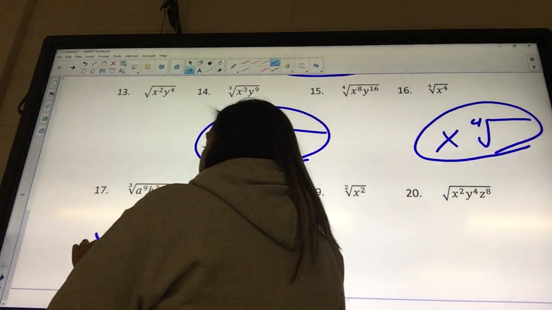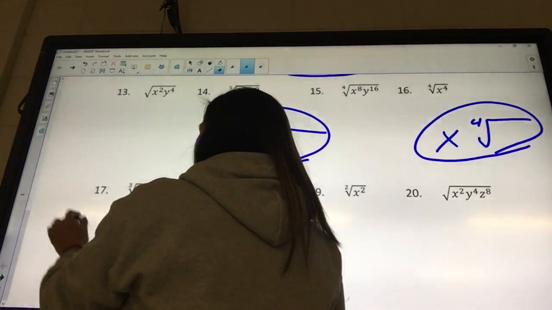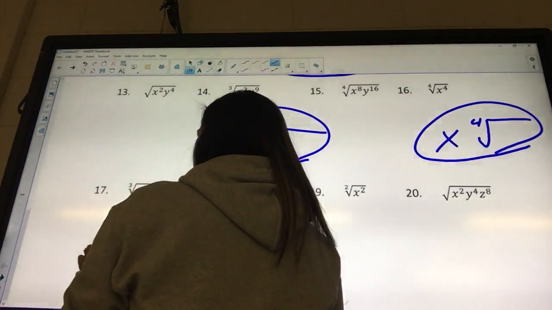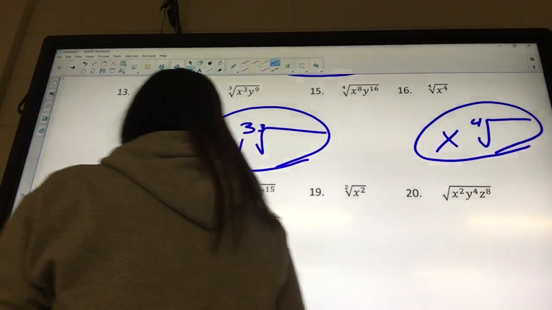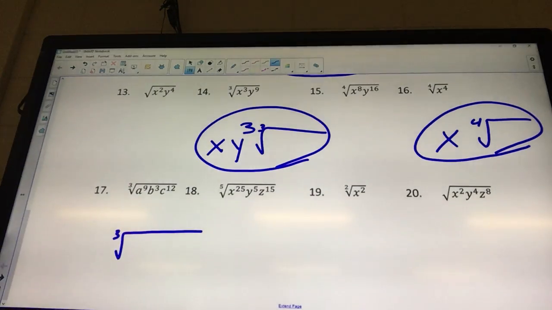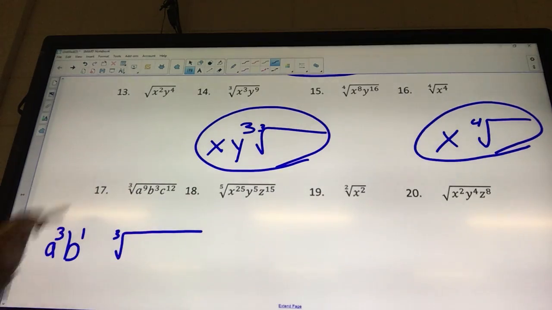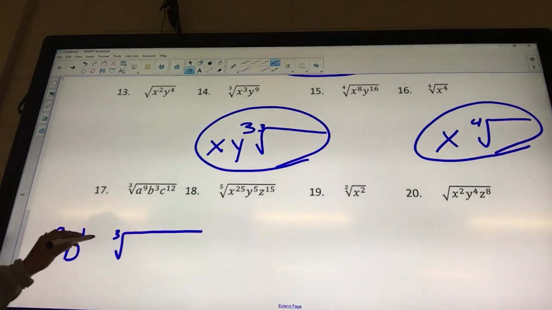Okay, 17. We got 9 divided by 3, which is 3, so you're going to have an a to the 3 outside. 3 divided by 3 is 1. 12 divided by 3 is 4.